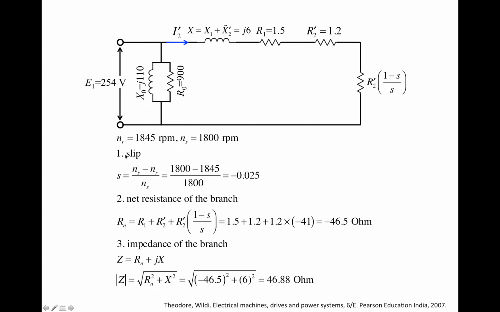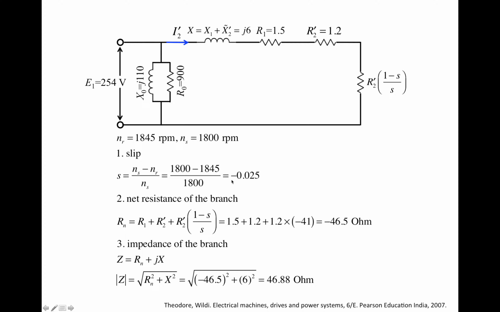So the first thing we're going to compute is the slip. The slip equals the synchronous speed minus the rotor speed, divided by the synchronous speed, right? So that's 1800 minus 1845, divided by 1800. Right? So it's going to give you a negative slip, minus 0.025. It's a negative slip, so it's working in generator mode. Right? It's an induction generator.